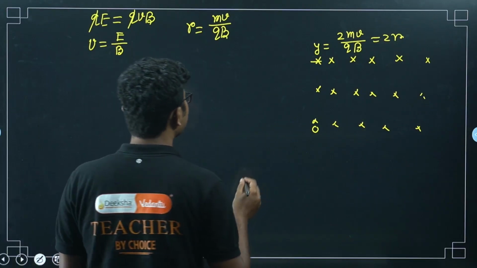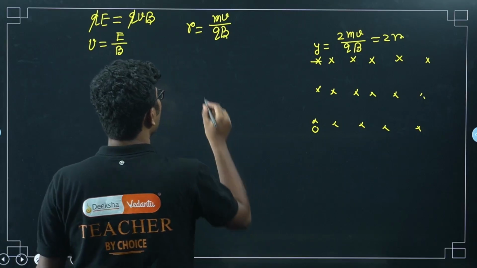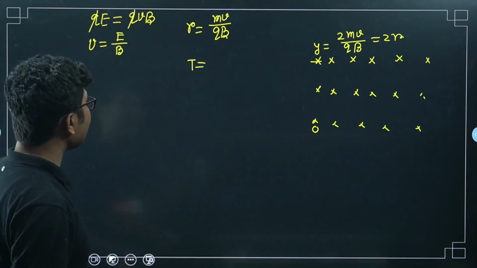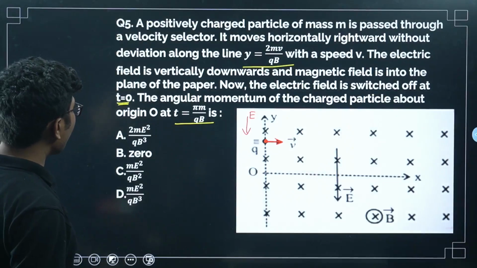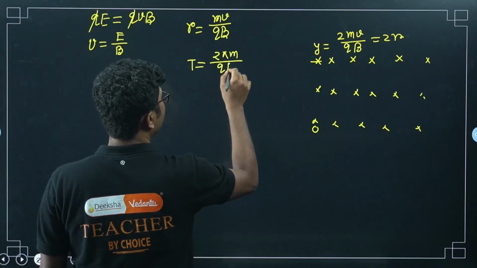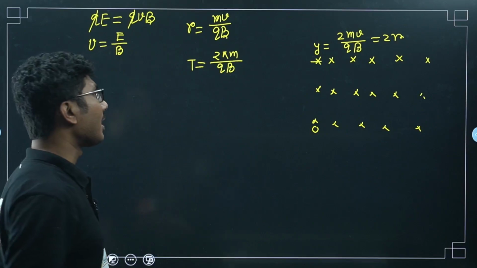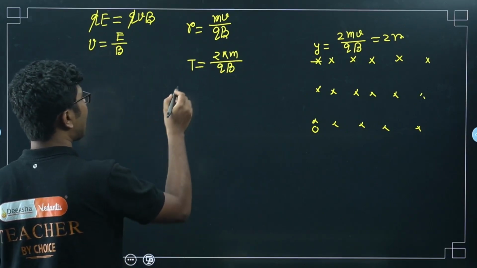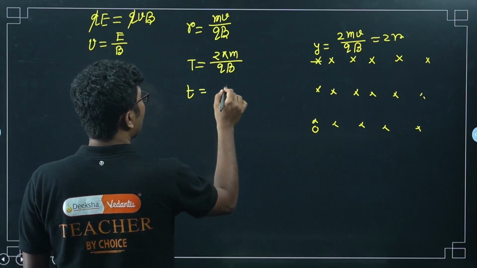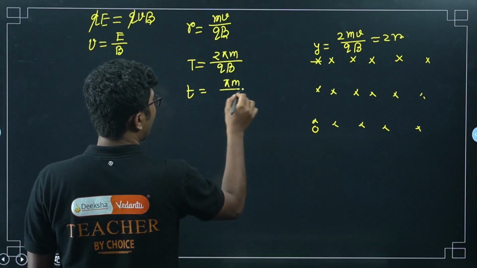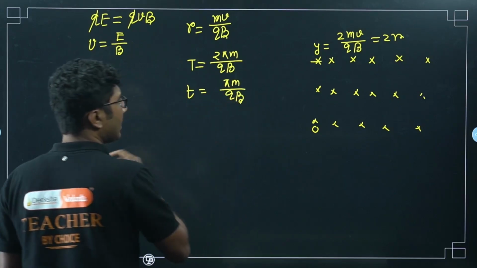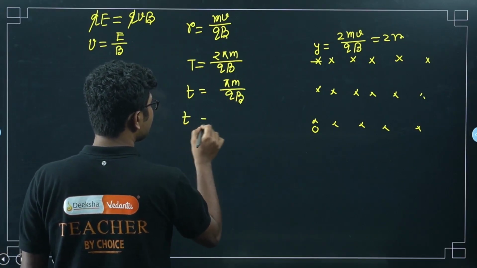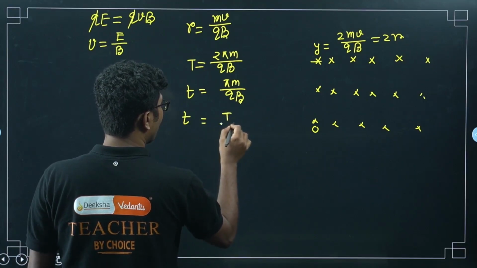Now how much time it takes to complete one complete rotation, that is called the time period. Time period is basically given by 2 pi m by qB. I have done that while doing the theory part of this portion. Here the time is given as pi m by qB. So basically we can say this time is nothing but T by 2.